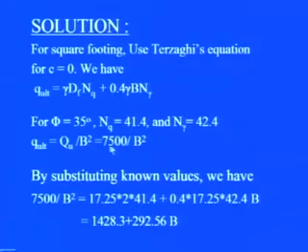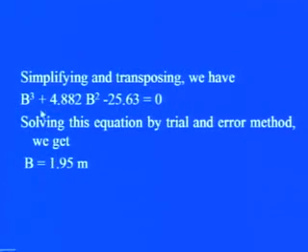Now, we also know that the Q ultimate will be equal to the load divided by the area of the foundation. So, it becomes Qu equal to 7500 kilonewton divided by B square. Now, if you simplify this equation and transpose, we will get this cubic form of the equation as B cube plus 4.882 B square minus 25.63 equal to 0. Now, when we solve this equation by trial and error, we will get that the width of the foundation is 1.95 meter. It means a square foundation of 1.95 by 1.95 meter will be used.